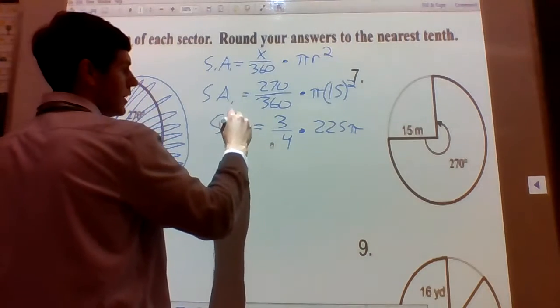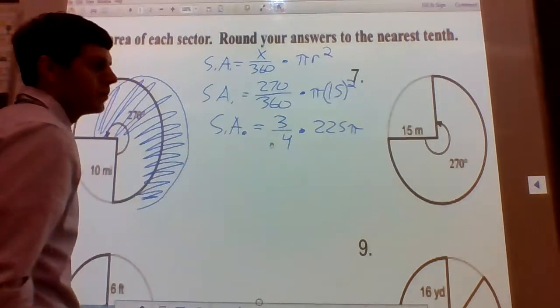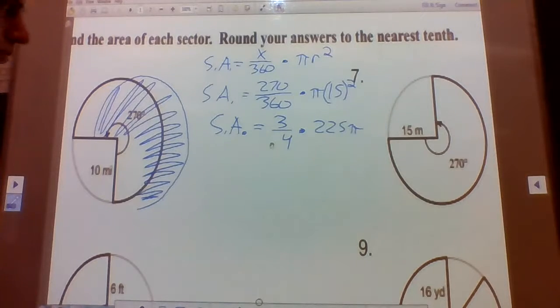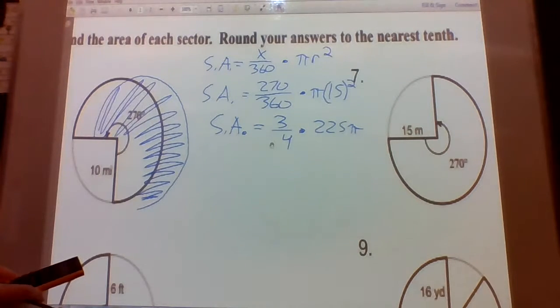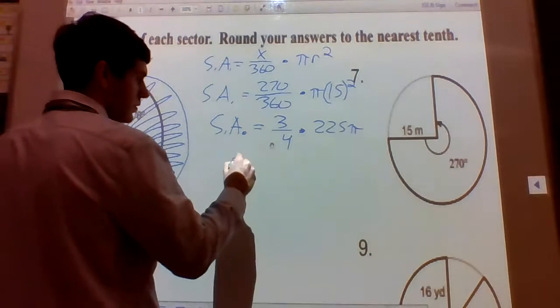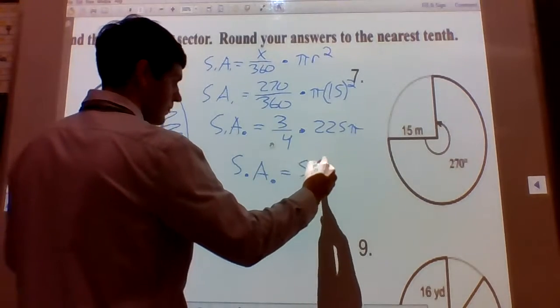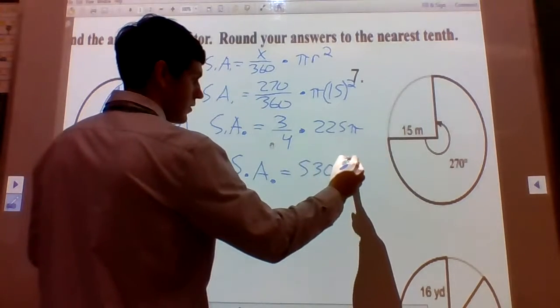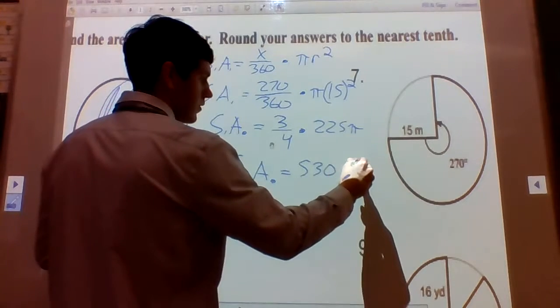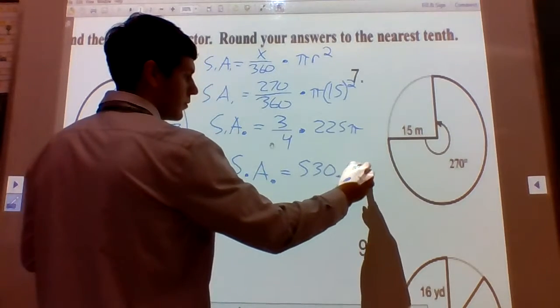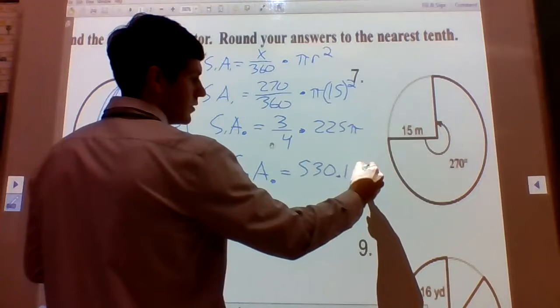So 225 pi is the area of the entire circle, but we don't want the area of the entire circle. We only want 3/4 of it. So 225 pi times 3 divided by 4 is going to give us 530.1 meters squared.